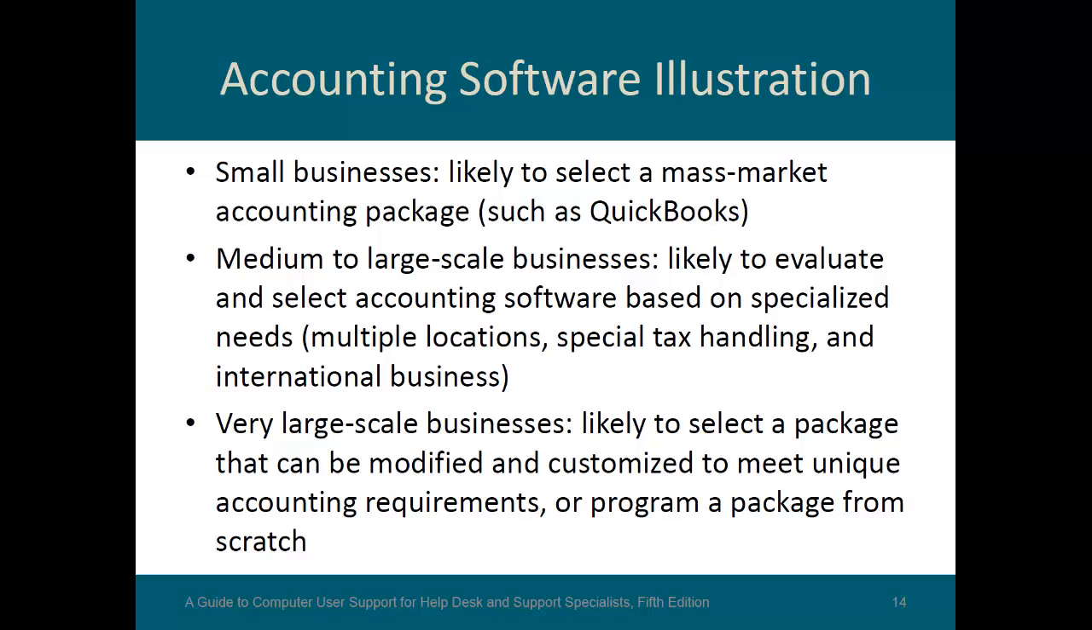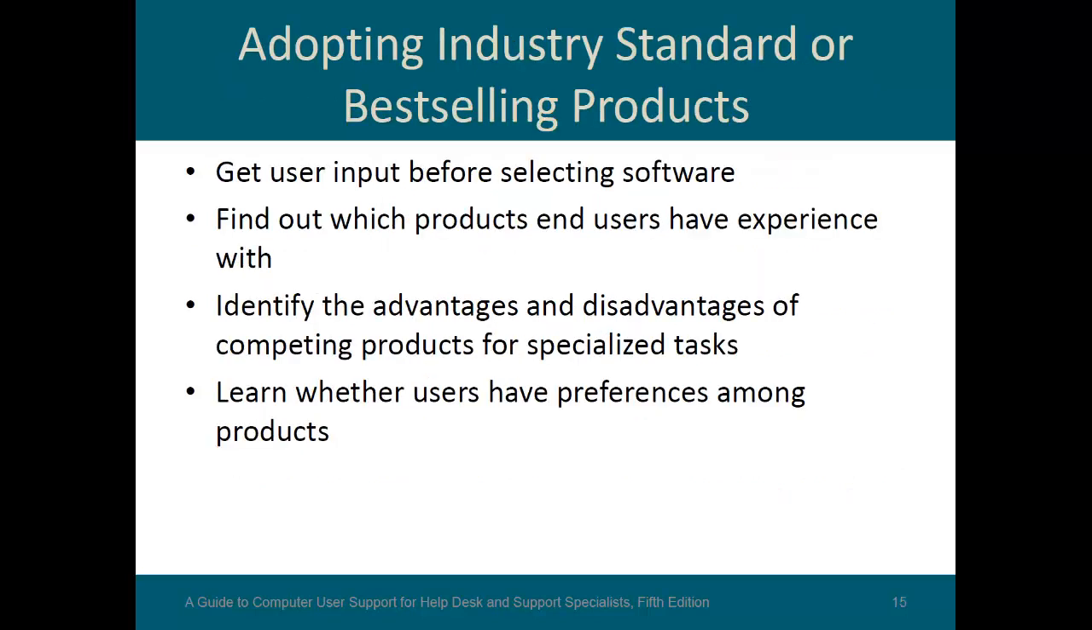Very large scale businesses are likely to select a different package, one that can be modified and customized to meet unique accounting requirements. So MAS 200 might be a popular one for medium-sized businesses, whereas MAS 500 might be used for large-scale businesses, and there are other products as well. When adopting industry standard or best-selling products, get user input before selecting the software. So find out from other people how it works. Find out which products end users have experience with. Identify the advantages and disadvantages of competing products for specialized tasks, and learn whether users have preferences among products.